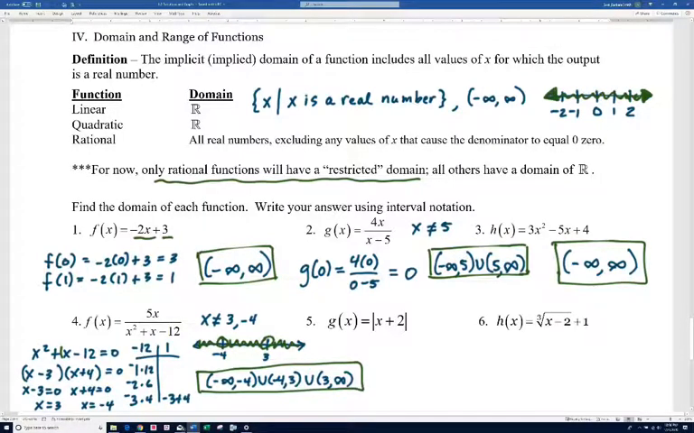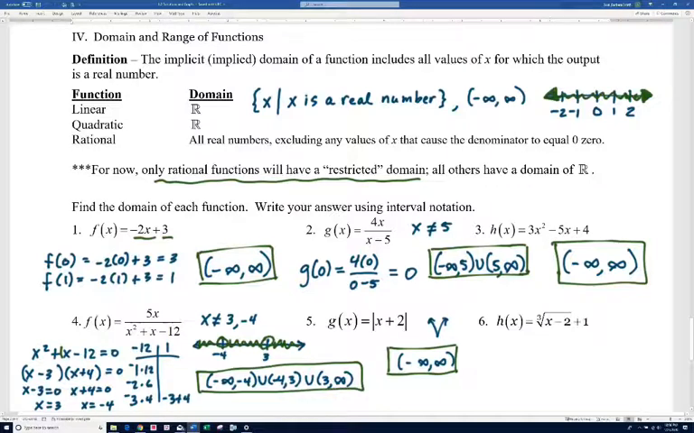Now if you look at number 5, this is the absolute value function. It's not a rational function, and so at this point we know it's going to have a domain of all real numbers. Now you may recall the graph of an absolute value function like this is V-shaped, and you can see it goes forever left and forever right, and so the domain is all real numbers.